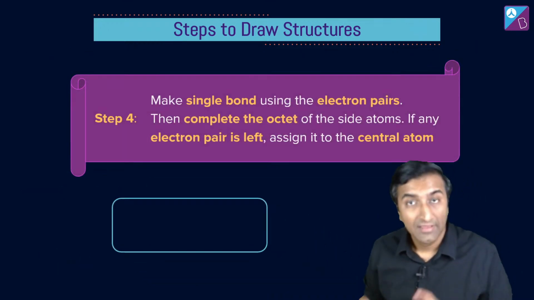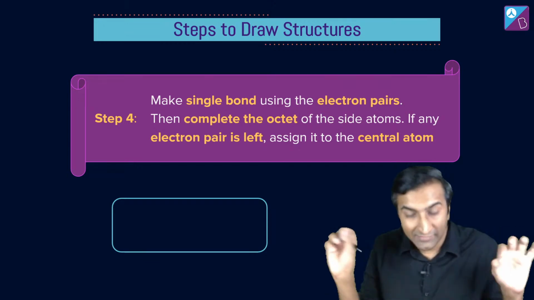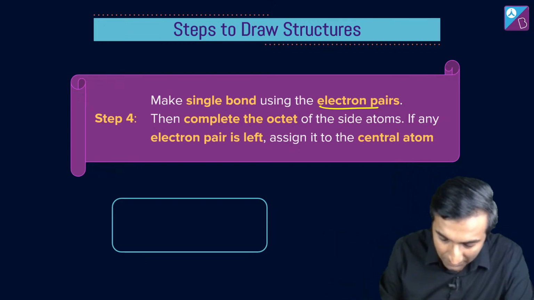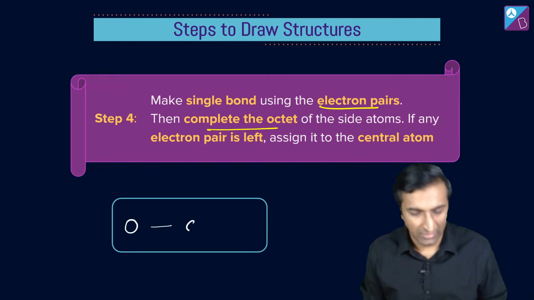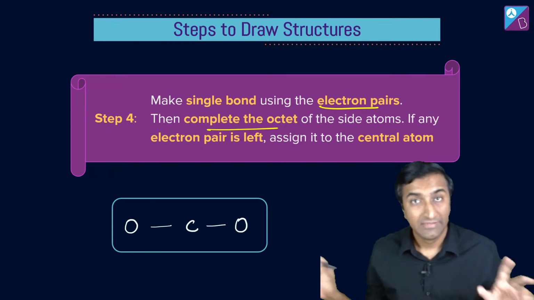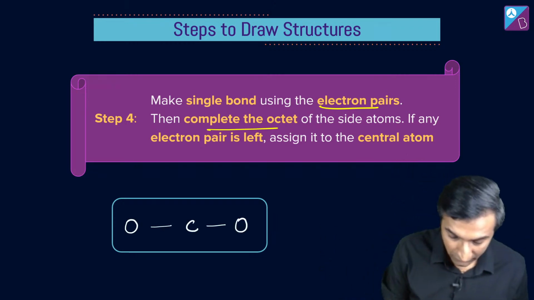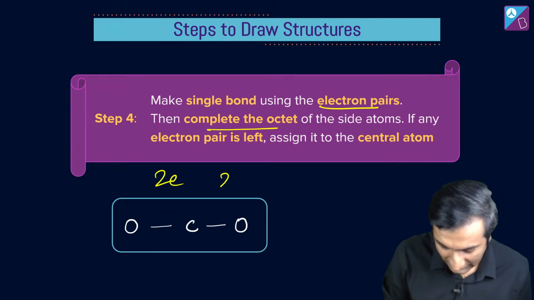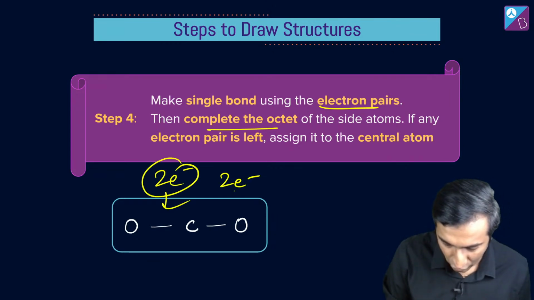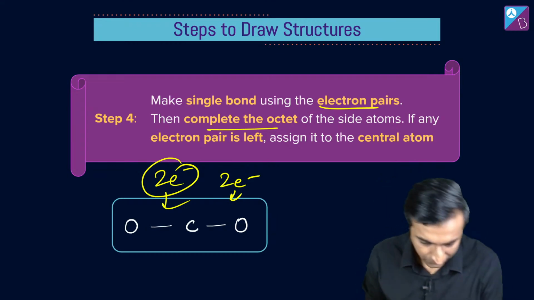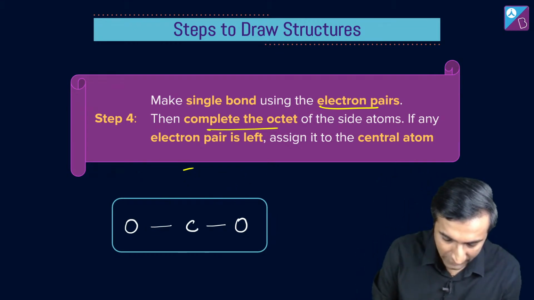Next क्या करते हैं? Next, let's make single bonds between the symmetric carbon and then complete the octet of the side atoms. What do I mean? देखो ये single bond पहले बना लेते हैं. Single bond बनाया मतलब कि both of these are 2 electron each. ठीक है, यहाँ पे दोनों जगह है 2-2 इलेक्ट्रॉन. ठीक है, okay. Cool. That's what these bonds mean.